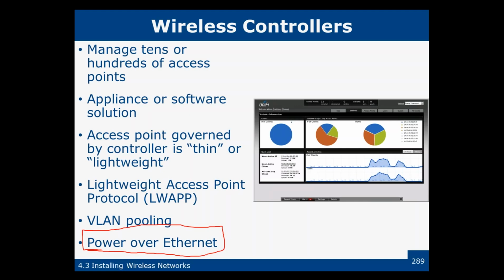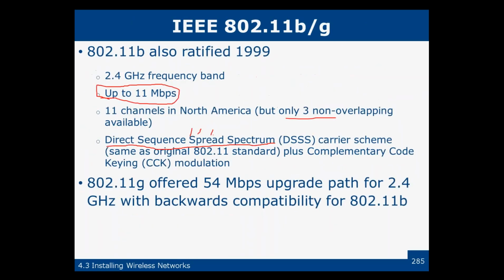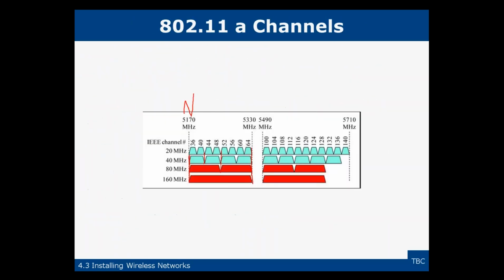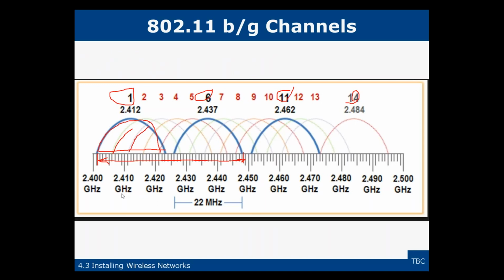Which frequency band is less likely to suffer from co-channel interference? The 5 gig, I guess. See how it has distinctive channels, unlike the B, which has overlapping channels. Or the B, the 2.4, the B and the G.